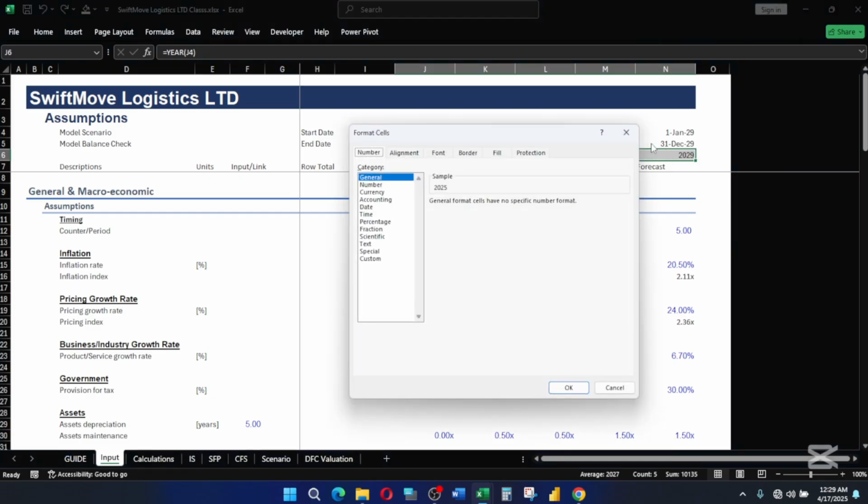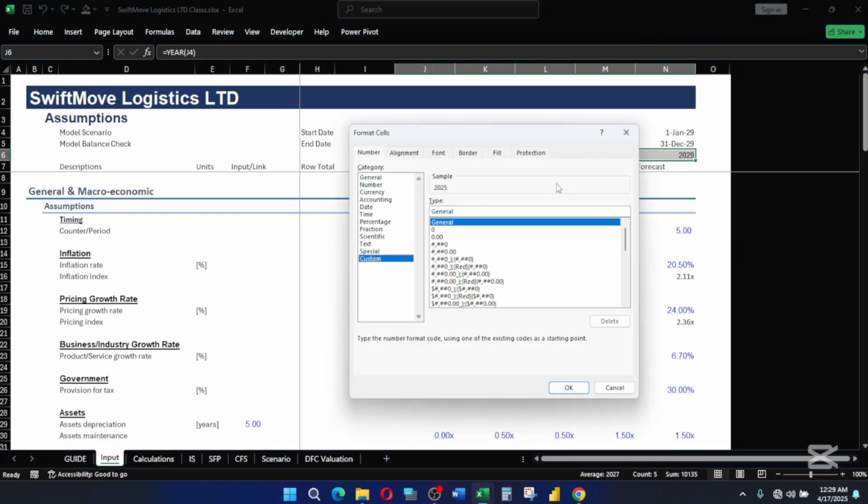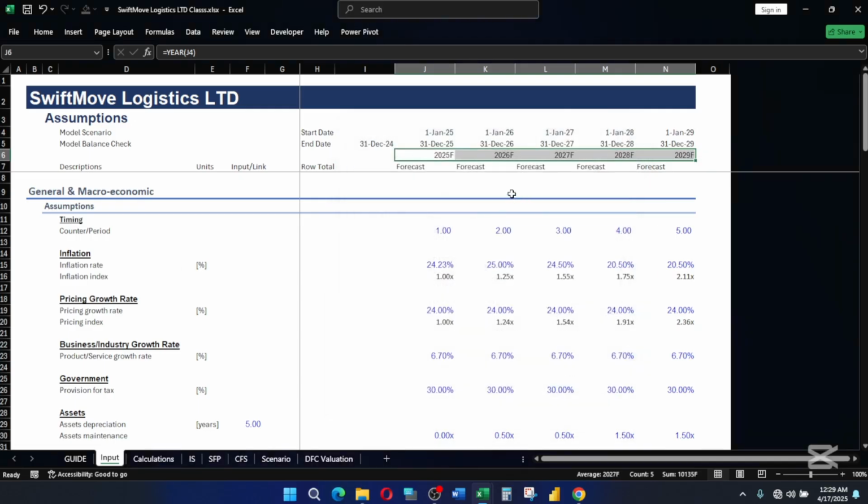So Control 1, custom, click this, then 0, put 0. 0 means the first thing there should be a value. Then anything that follows is going to be, let's say, an alphabet, a letter, right? So once you do that, you put this. You can see that it has appeared in front of the year, right? So just go ahead and click OK. As you can see, everything has been applied, right?